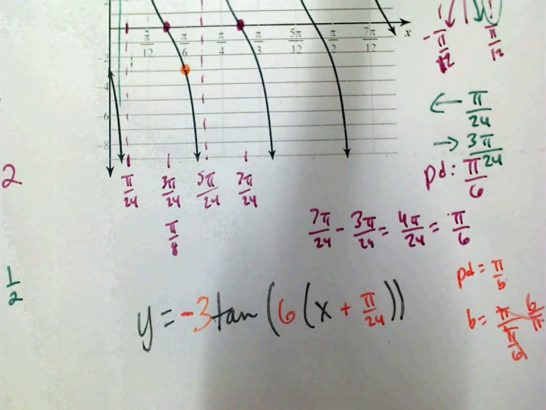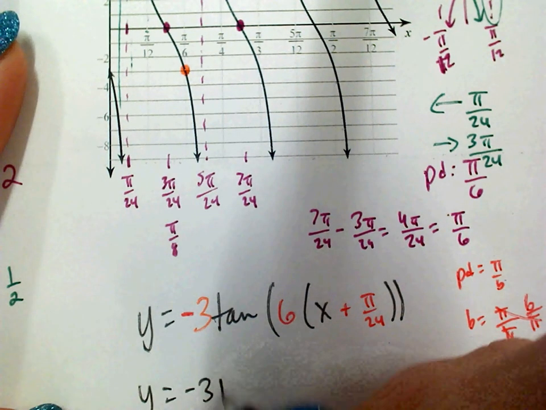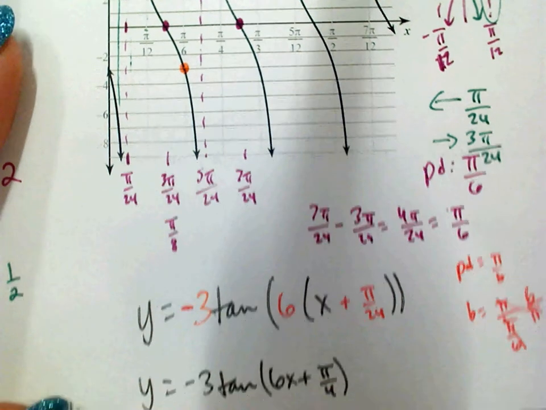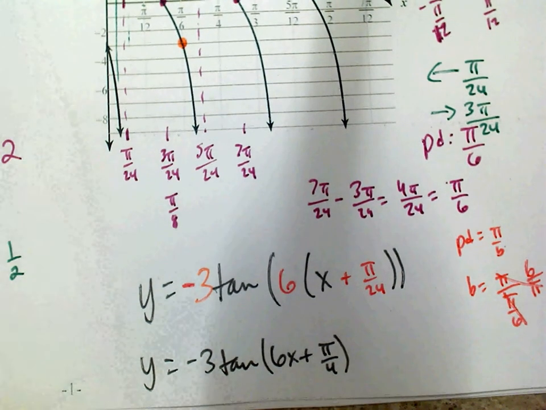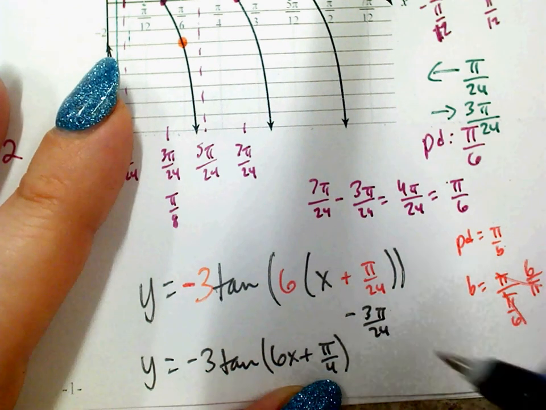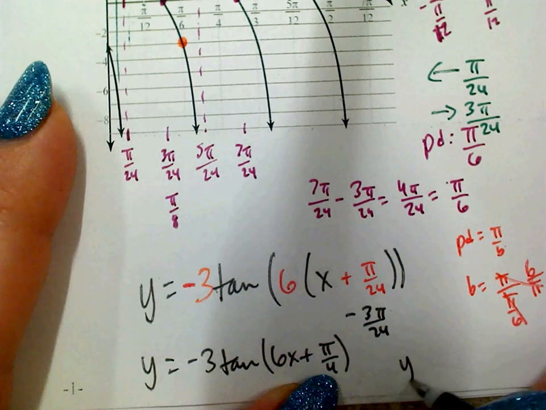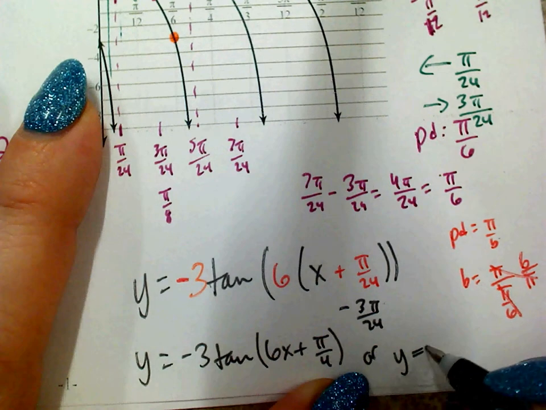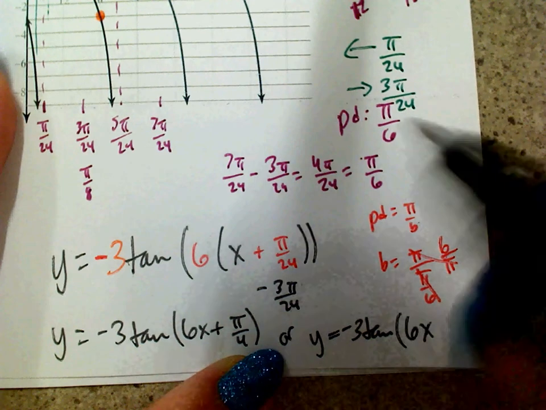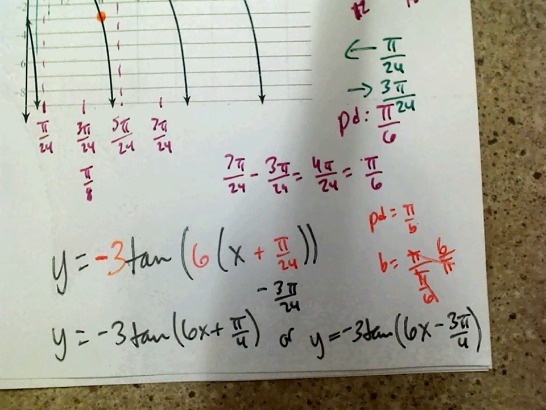Okay, so that would be y equals negative 3 tangent of 6x plus pi over 4. The other option is you could say minus 3 pi over 24, or pi over 8, I guess we could say. And so that would be y equals negative 3 tangent of 6x, let's see, that would be divided by 4, so minus 3 pi over 4. Cool? So either one of those would work for that.